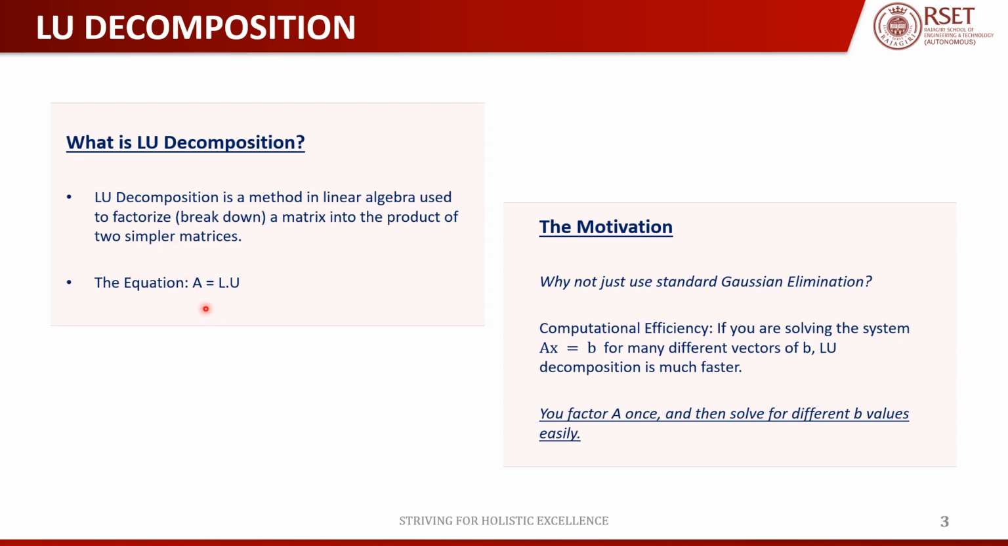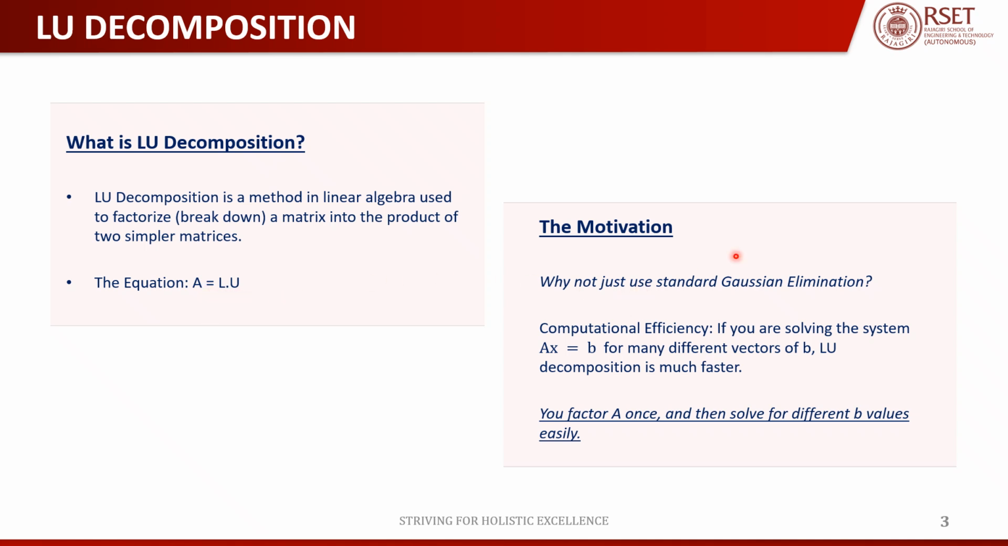We will get a matrix A, and actually we can decompose any matrix A into the product of L and U. That is, we can break down a matrix A as L into U. We can write it as L into U. That is, LU decomposition is a method in linear algebra used to factorize or break down a matrix into the product of two matrices, that is A equals L into U.